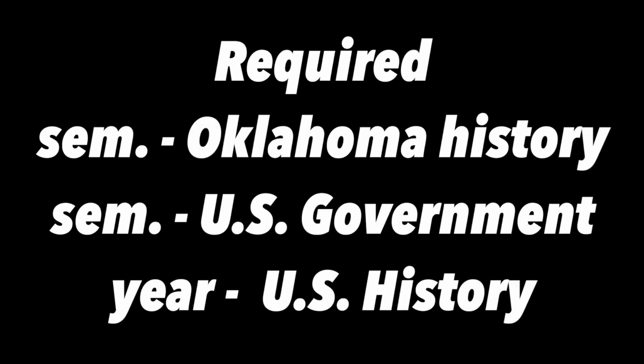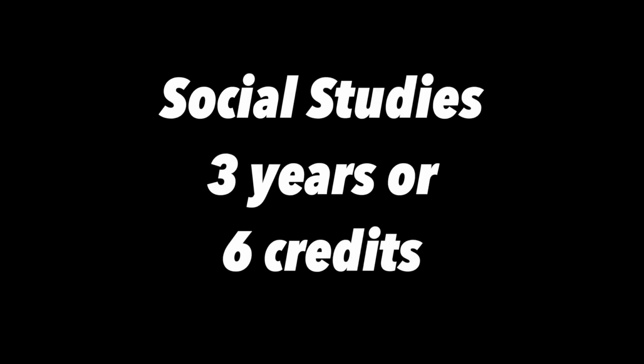For our social studies section, it is important to remember you are required to take a semester of Oklahoma history, a semester of U.S. government, and a full year of U.S. history. You need a total of 3 years or 6 credits. Your 3rd year of social studies can be a core credit course, social studies of your choice.